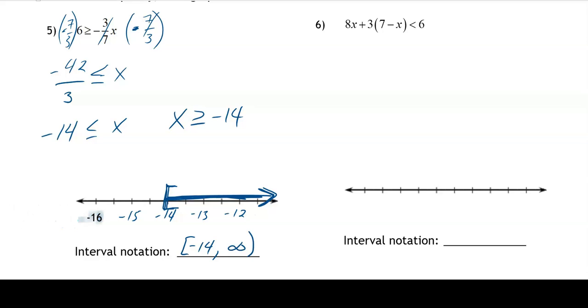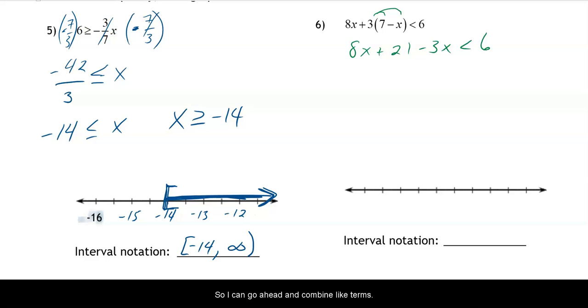Example 6: 8x plus 3 times the quantity 7 minus x, less than 6. So for this one first, I'm going to distribute that 3 into my parentheses. So I'll have 8x plus 21 minus 3x less than 6.